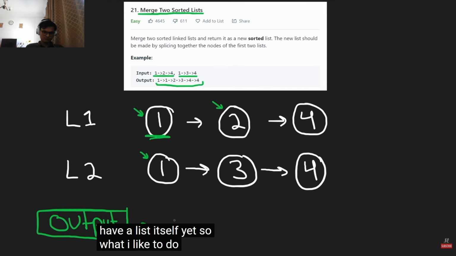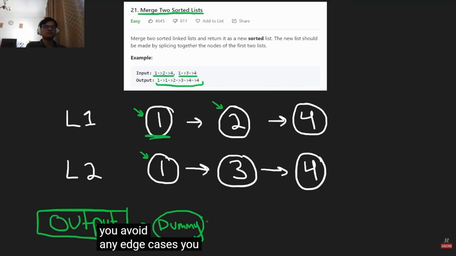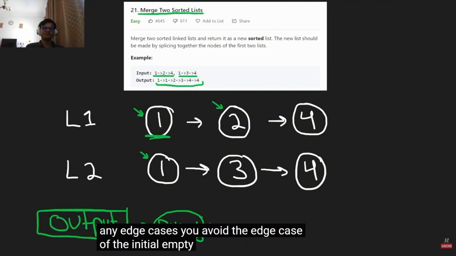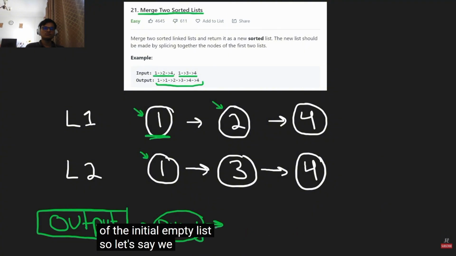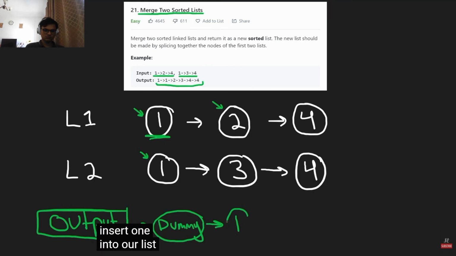So what I like to do is create a dummy node. This is a pretty common technique, and you avoid the edge case of the initial empty list. So let's say we start out with a list. This is a dummy node. It can have any possible value. Now we're going to insert 1 into our list.